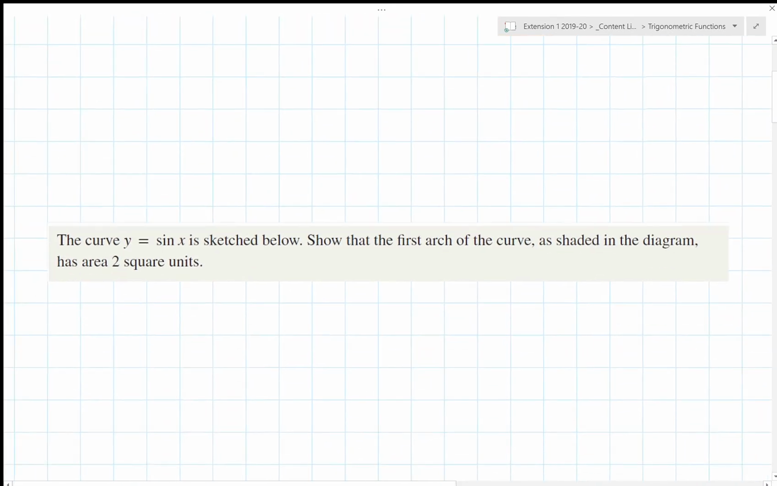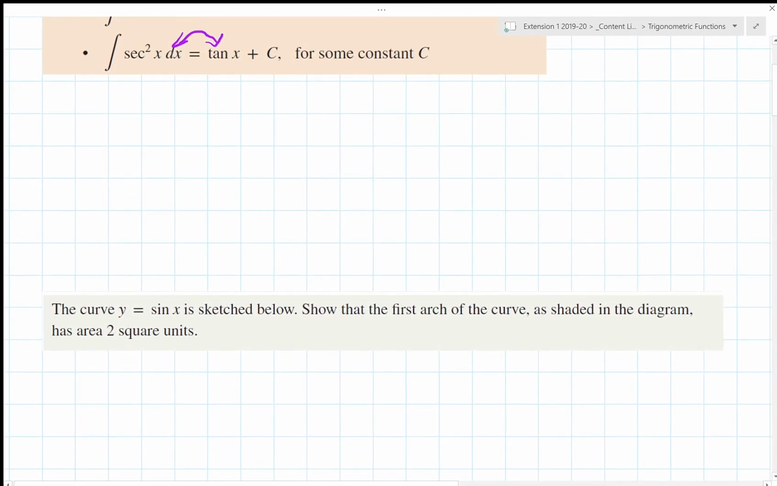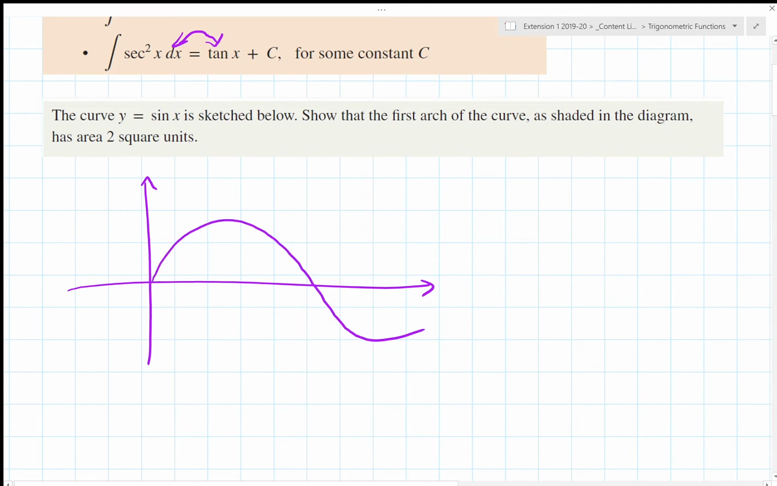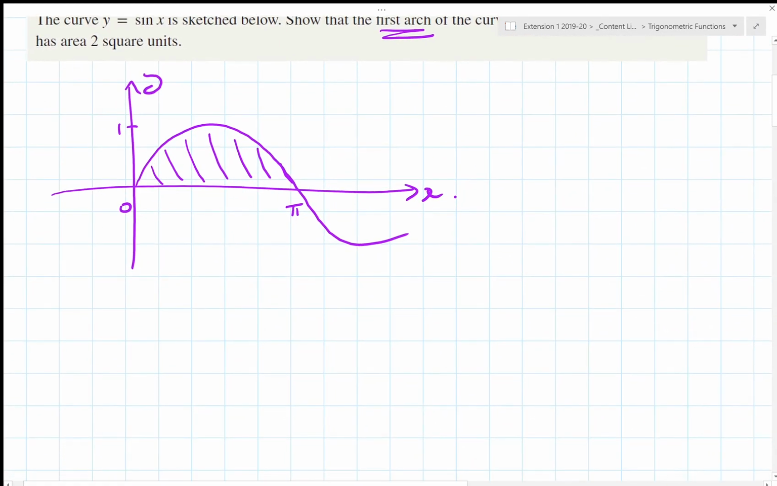So let's just dive straight in and do some examples. It says the curve sine x is sketched below. Well, I didn't copy that bit. So here's sine, something like that. And it says, show that the first arch, now this is what they refer to here, has area 2 square units.